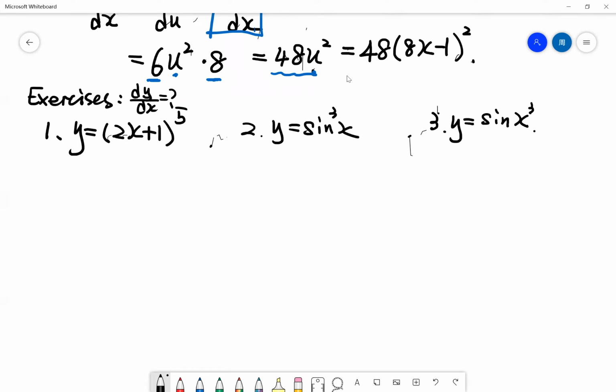The first one is very similar to the example I gave you just now. So first try to follow my steps and solve the first one. Is this a cube? The power of sine x is 3.